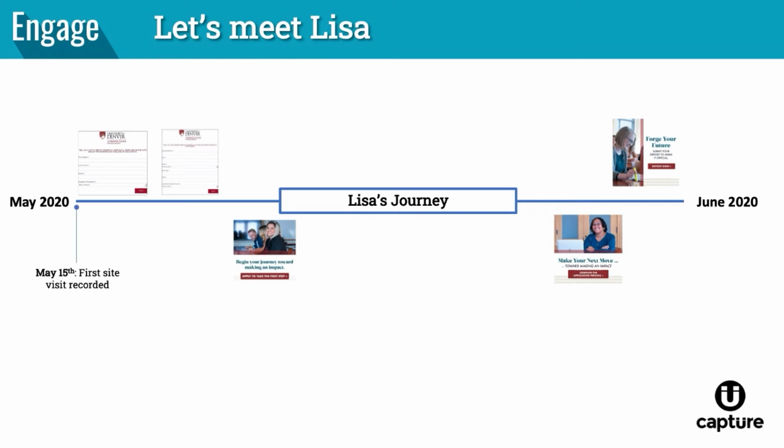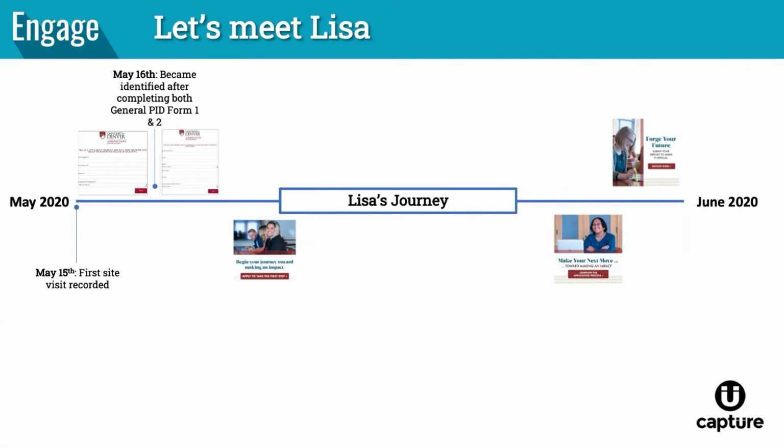So Engage realized on May 15th that an unknown visitor had visited the University of Denver's website. And in knowing that this particular visitor was unknown, Engage served something called a progressive identification form. Basically, it's a form of digital advertising, though one you can interact with. It's basically a short form fill. So May 15th, Engage says, hey, there's someone that we don't know on the website.